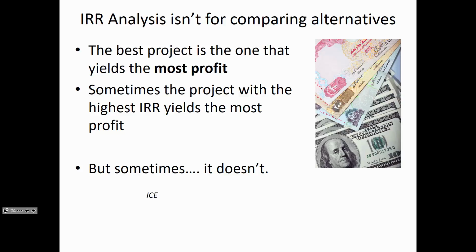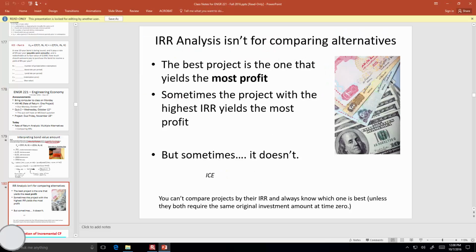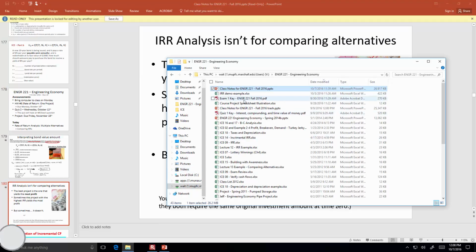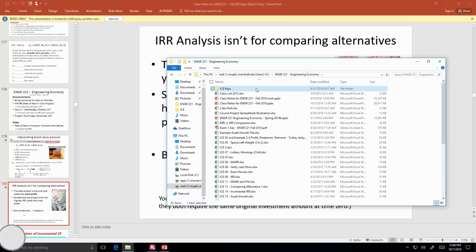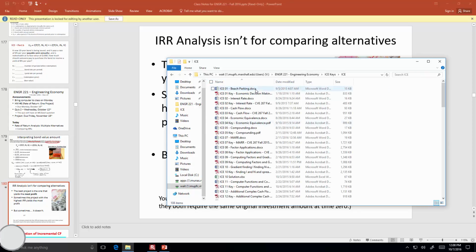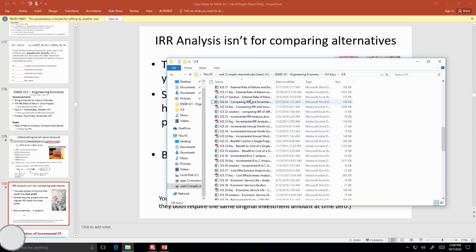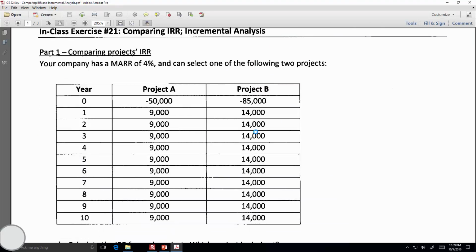So here is the in-class exercise that we're going to be looking at today. We have two different projects. Let me pull up the PDF of that so you can read over the problem statement while I'm handing it out. You're going to set up an Excel spreadsheet. Your first three columns of the spreadsheet are shown there. You're going to need to calculate the internal rate of return for both projects and also the present worth of both projects to try and find out what looks better versus what definitely is better.